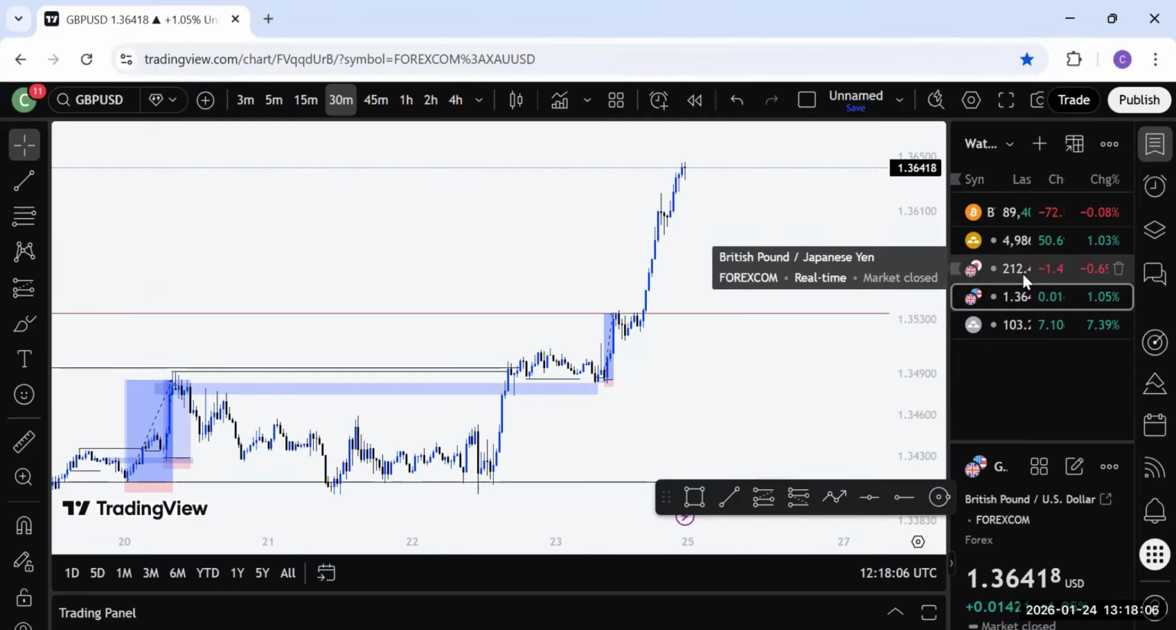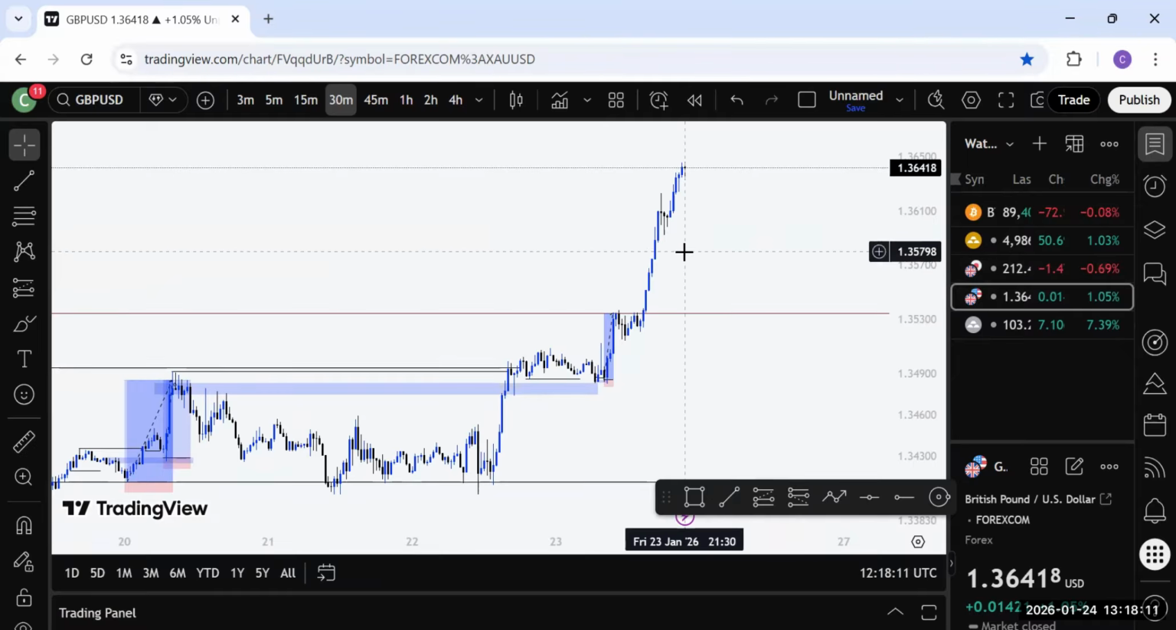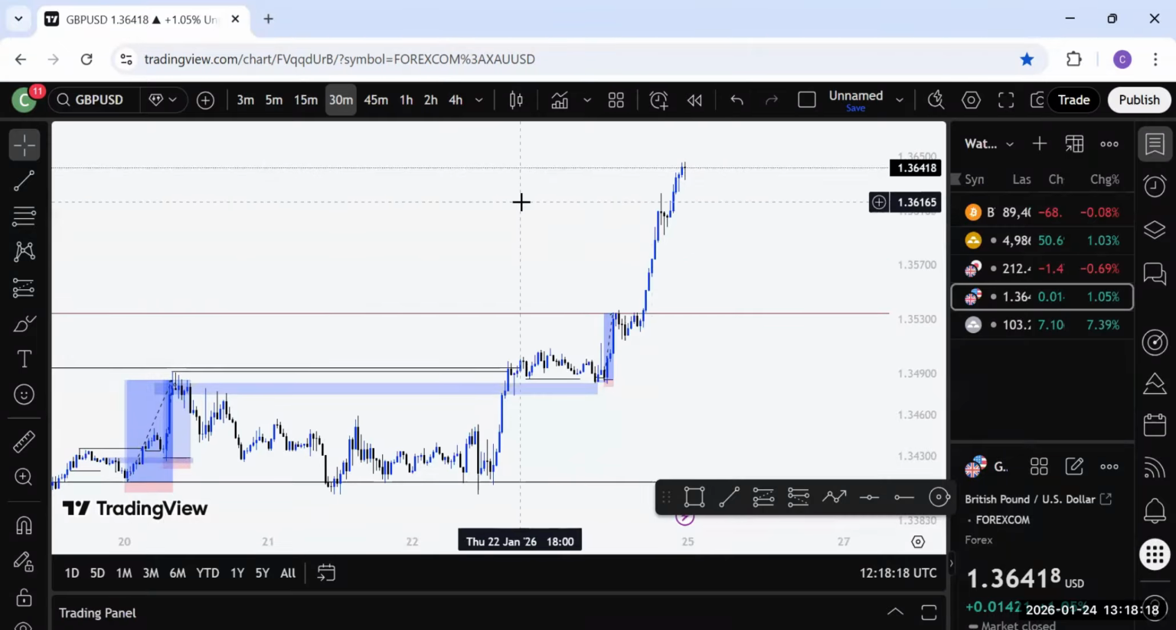I already made a video of how I get sniper entries. You can go and watch it. And I already made a video of how to set your stop loss. So this video is about how to get entries using liquidity and how to get exits.